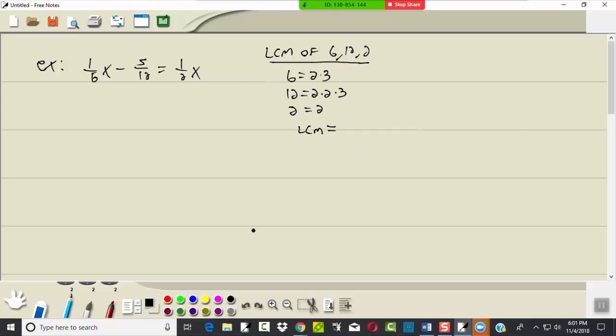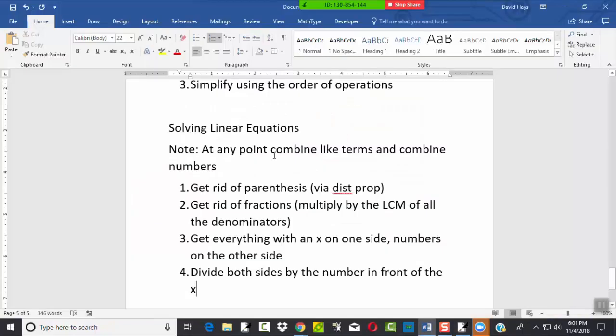Now I start with my first prime, 2. I'm looking for the greatest number of 2's in a single line. There's 1 here, there's 2 here, and there's 1 here. So the greatest number of 2's in a single line is 2. Then I go to my next prime, 3. I'm looking for the greatest number of 3's in a single line. There's 1 here, none here, so it'd be 1. 2 times 2 is 4, times 3 is 12, so our LCM would be 12.